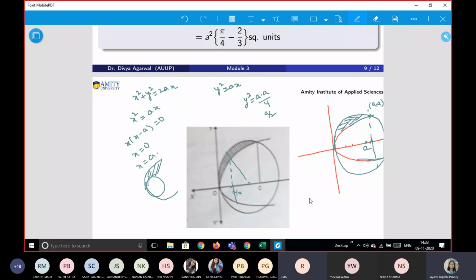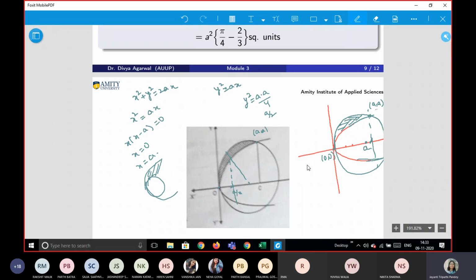Ma'am, we are getting the value of x is equal to 0 and a. So we put in y square is equal to ax, then it will be y square is equal to a square. That point of intersection will give you the intersection of these two curves. So they will meet at 0, 0 and they will meet at a comma a. That's what I made here.